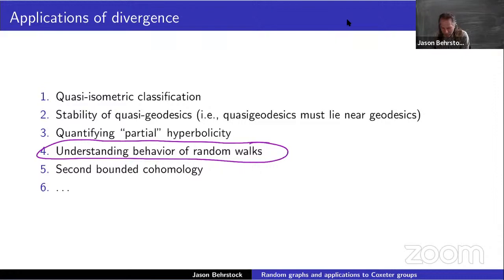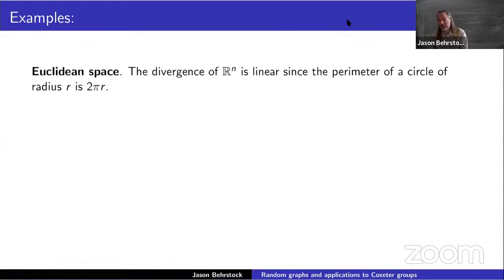So let me turn now to a couple of concrete examples. The first concrete example is Euclidean space. We know that in Euclidean space, the divergence of R^n is linear because we know what the perimeter of a circle is. If you take any geodesic, you can avoid large balls centered at a point on that geodesic by just going around a circle of linear radius. So that's the simplest possible example.